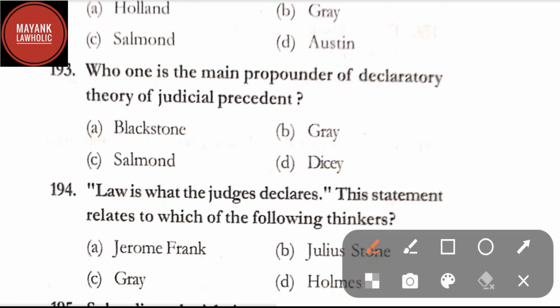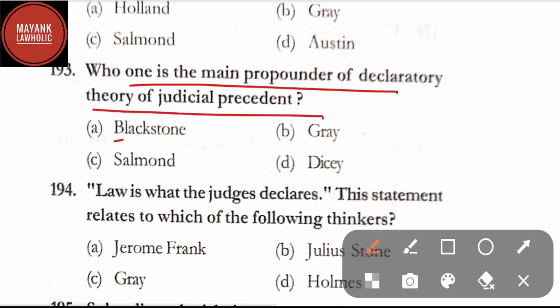Question number 193. Who is the main propounder of the declaratory theory of judicial precedent? Option A, Blackstone, option B, Gray, option C, Salmond, and option D, Dicey. Here in question number 193, the correct answer is option A, that is Blackstone.